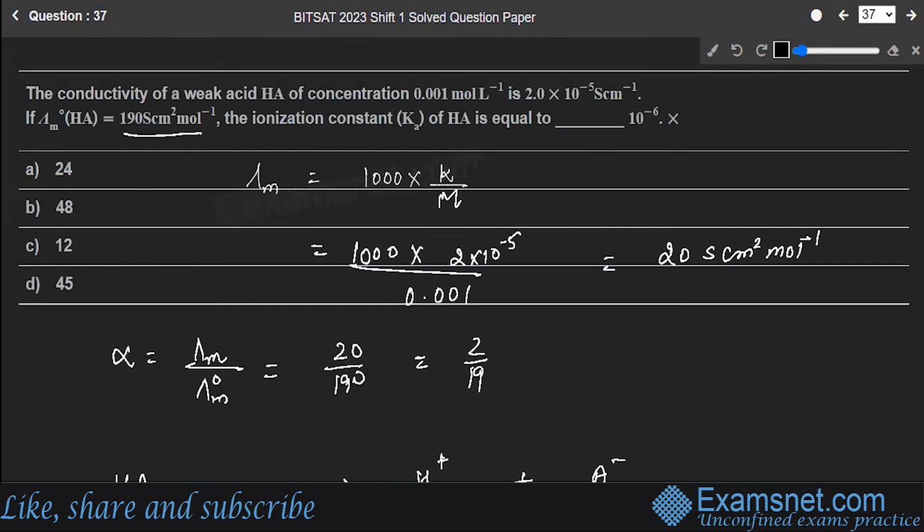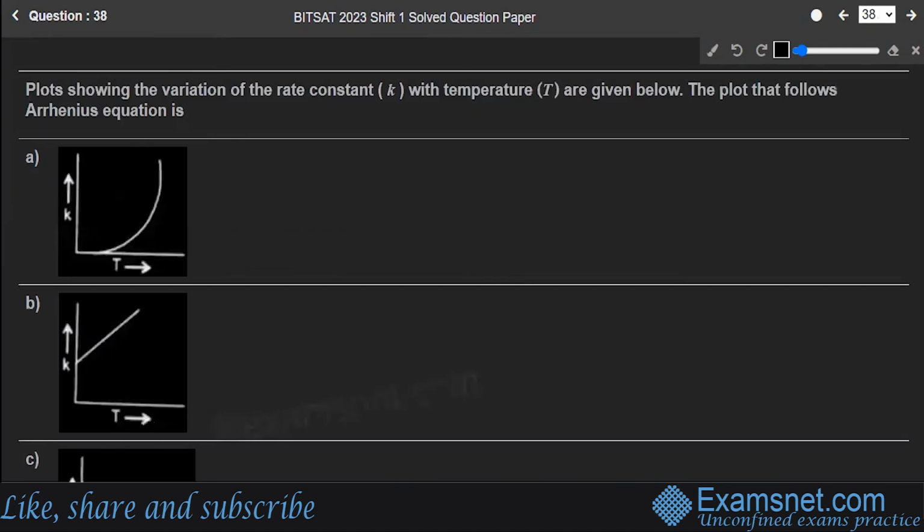So 12.03 into 10 power minus 6. Okay, 10 power minus 6 is here, so here should be 12. That makes option C the correct answer. Hope you understood that. Next is question number 38.